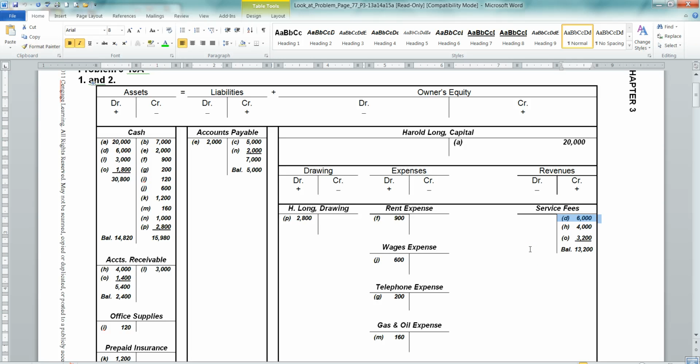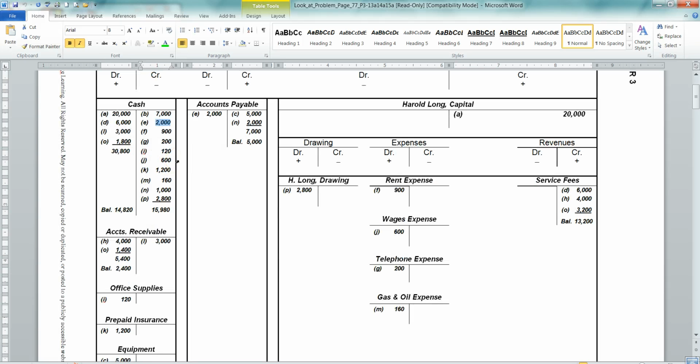Paid cash on account from transaction C. So we're going to pay off a little bit. So we're going to credit our cash account and debit our accounts payable, because we're going to decrease the amount of money that we owe.